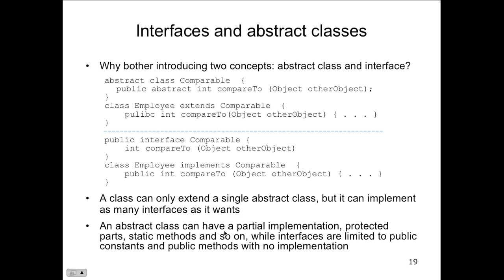Alright, so abstract classes can have multiple implementations, protected parts, static methods, and so on. While interfaces are limited to public constants, that is true, and public methods with no implementation. We can't put an implementation in an interface. It's just not possible. We can put an implementation in an abstract class.